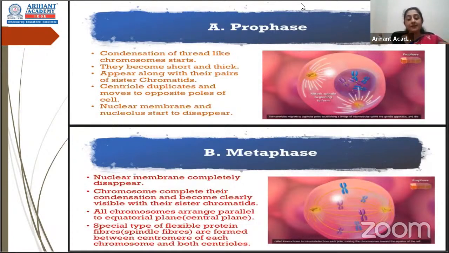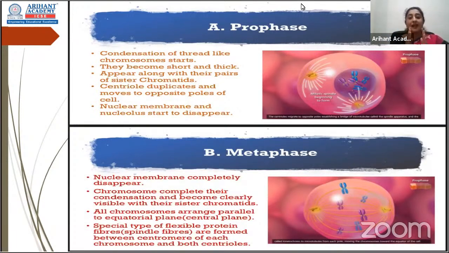Now the cell enters metaphase. Whatever started in the prophase completes in the metaphase. What started there, will finish here. Meaning, nuclear membrane has disappeared. The nucleolus has disappeared. The centrioles have reached the poles and they form a spindle. The chromosomes have completely got condensed and are visible under the microscope.